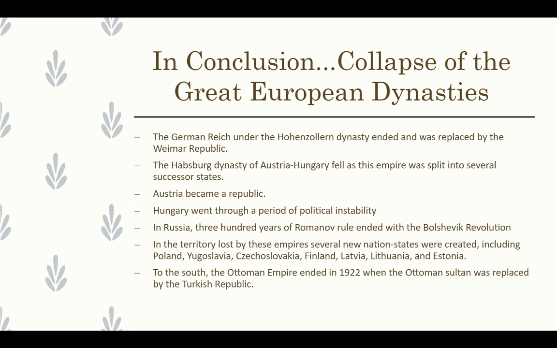In the territory lost by these empires, several new nation-states were created, including Poland, Yugoslavia, Czechoslovakia, Finland, Latvia, Lithuania, and Estonia. Political, social, and economic insecurity dominated in these new states in the years after the war. To the south, the Ottoman Empire ended in 1922, when the Ottoman Sultan was replaced by the Turkish Republic, founded by Mustafa Kemal Ataturk.